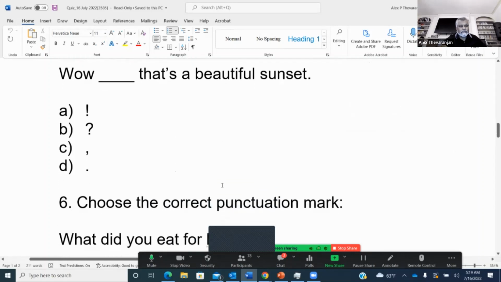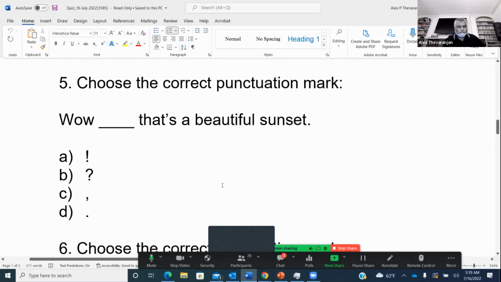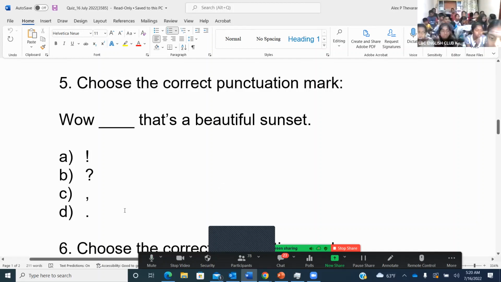Next also, Tanga, do the same thing. Choose the first person who raises a hand. Choose the correct punctuation mark. Teacher taught you about punctuation marks. Wow, that's a beautiful sunset. What should come here? Exclamation mark, question mark, comma, or full stop? Exclamation mark.